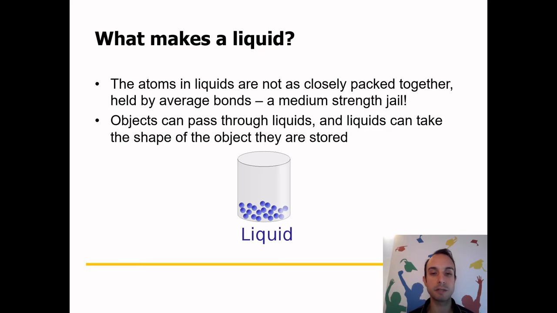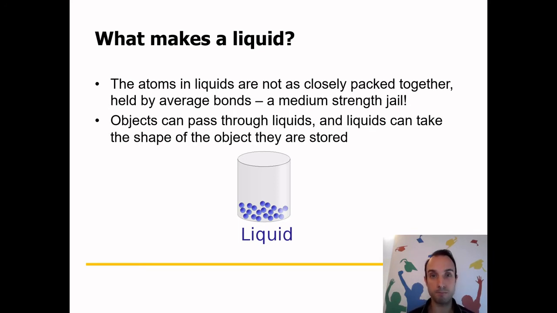They're not quite as closely packed as we saw in the solid. And that extra space means that unlike solids, you can actually pass an object through a liquid. You've probably done it when you've put a straw into a drink, or if you've used a paddle on a canoe or something like that.